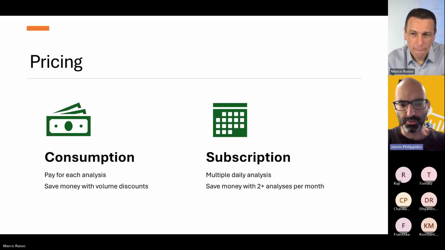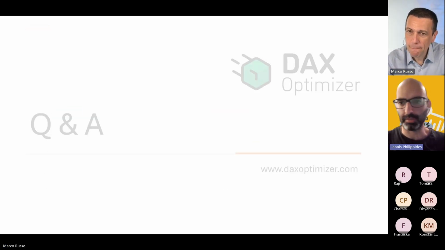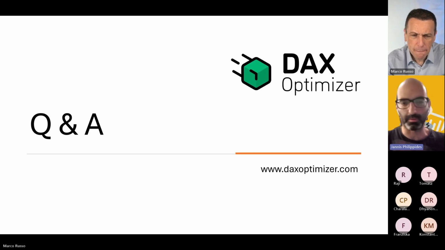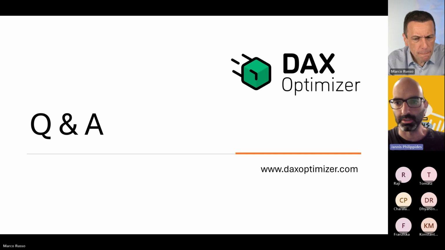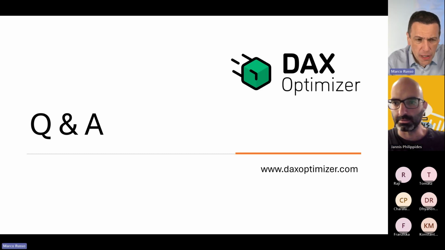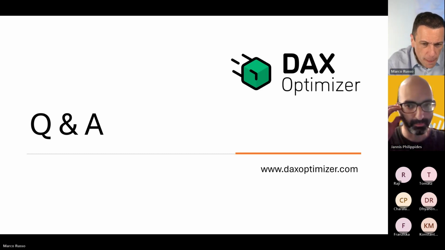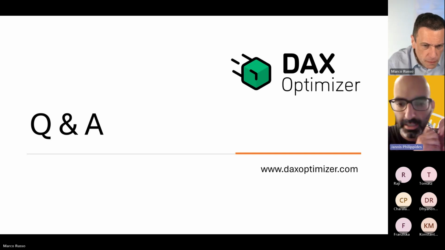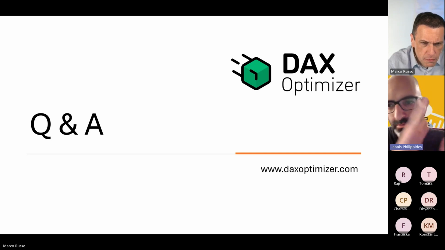Are all the features available for any level of subscription, like for example obfuscation, or any other kind of feature? Sorry, I didn't understand. Can you repeat? Yeah, I was saying, are all the features available for any level of subscription, like obfuscation?